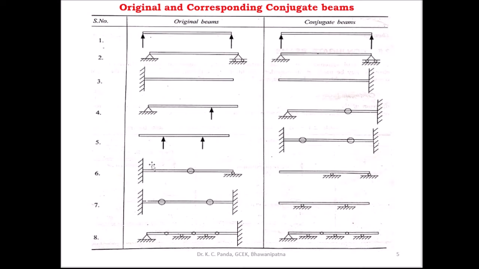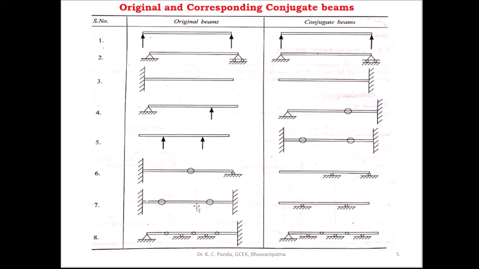And this is the beam. Here this end is fixed, this is the internal hinge, and this is the hinge support. This is the original beam. In the corresponding conjugate beam, you have to take the fixed end as a free end, the internal hinge as an interior support, and the hinge support as a hinge support in the conjugate beam.